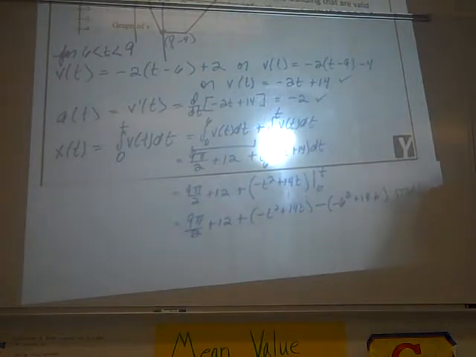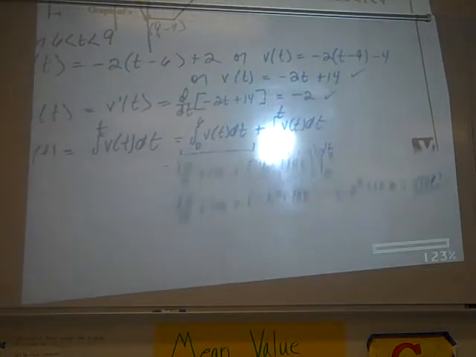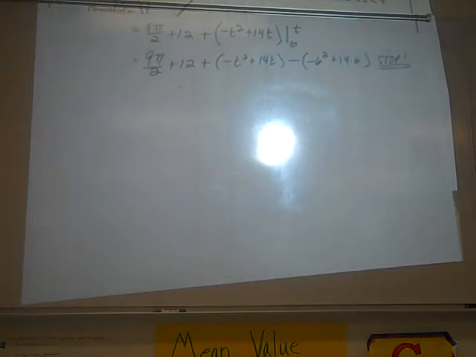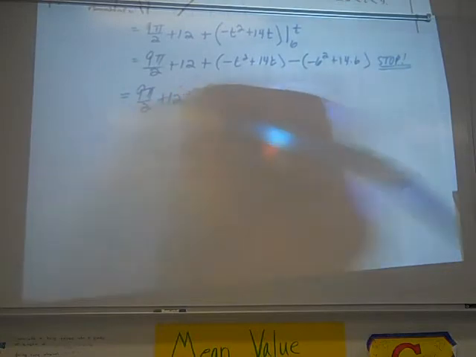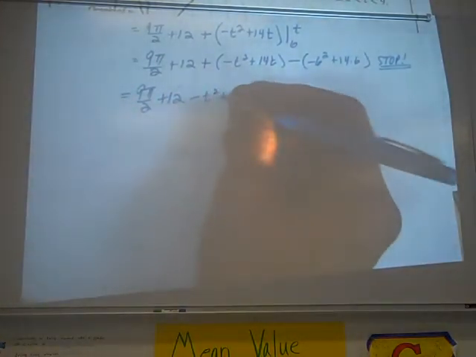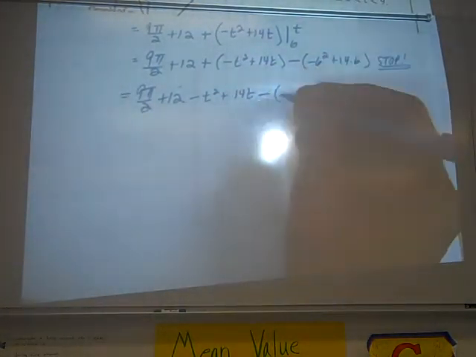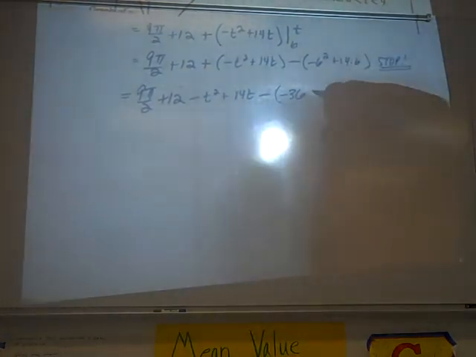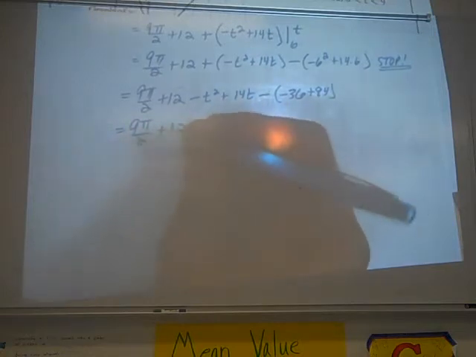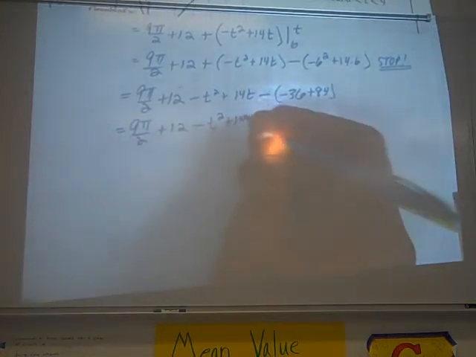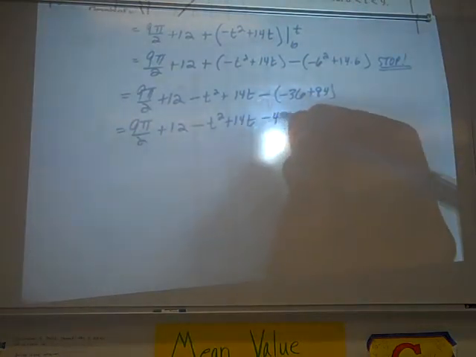So my advice to everybody is stop right there. You're done. For those of you that are tempted to do some simplifications, or you just like showing off your algebra skills, great, let's go further. 9π/2 plus 12 minus t² + 14t minus, let's see, 6 squared is 36. Make that negative. 14 times 6 is 84. So we've got 9π/2 plus 12 minus t² + 14t. Negative 36 plus 84 is 48. We're going to subtract 48.